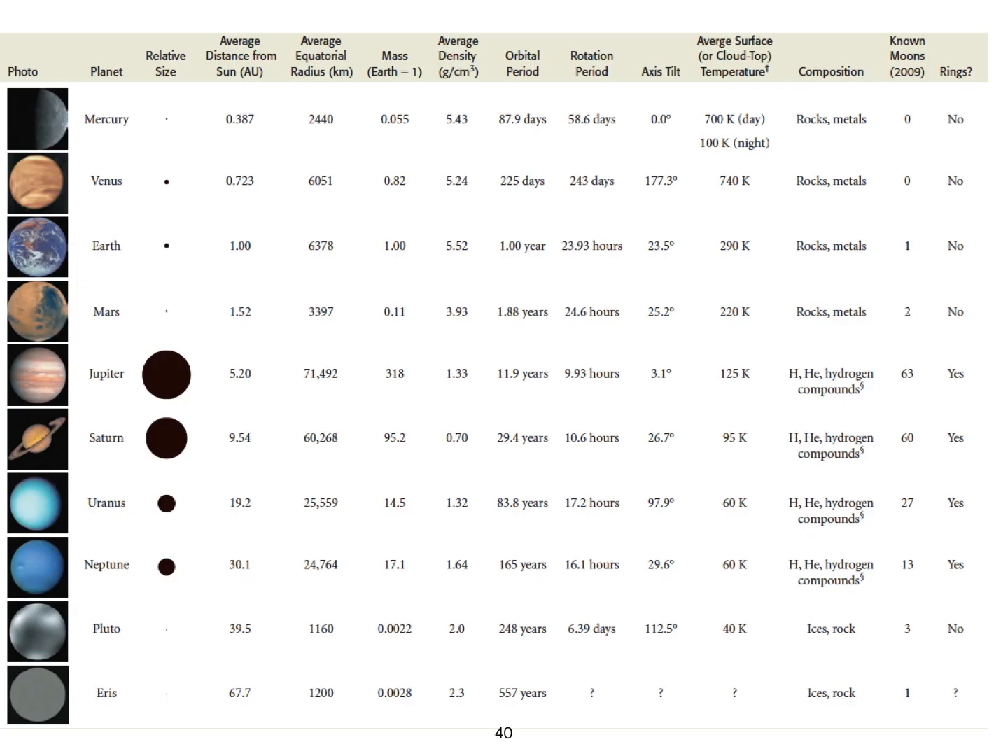And here's a bigger table to put all that together. This is in your textbook as well. It gives you densities, it gives you composition, it gives you things like rings and moons, basically summarizing all the stuff that I talked about in the first few slides. So this is a summary of the 8 planets that we know of.